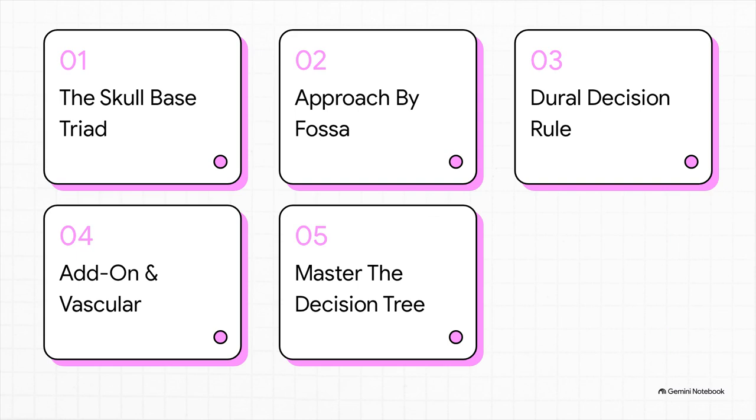We've got a really structured pathway mapped out for today. We're going to systematically break things down, starting with the skull-based triad. Then we'll look at approach codes by fossa, dive into the absolute golden rule, the dural decision rule, cover our add-on and vascular codes, and finally, synthesize the whole thing so you can master the decision tree. Let's get right into it.